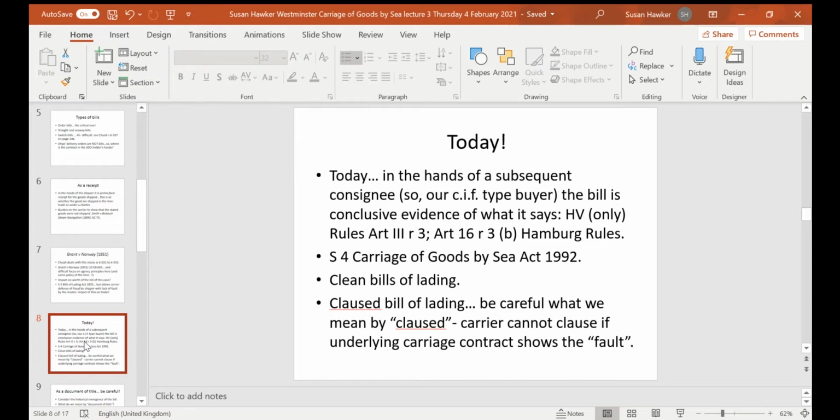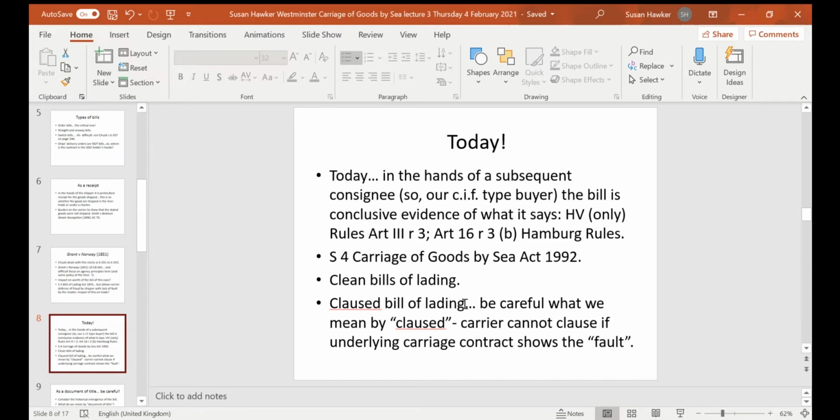If the goods don't match the requirements when they're actually shipped, our carrier should clause them. P&I advice would be to clause the bill of lading. Now, we've already talked about when the carrier will get pressure not to do so. But the carrier must be careful.